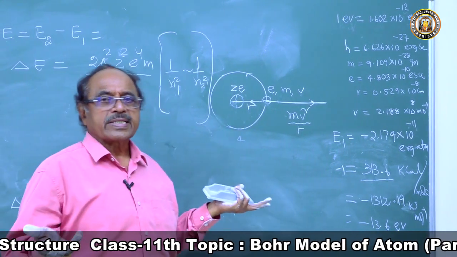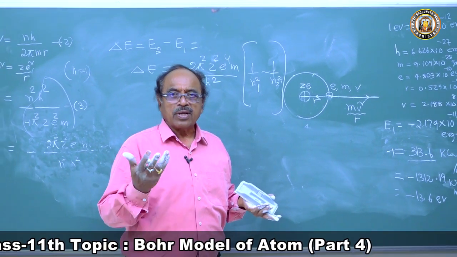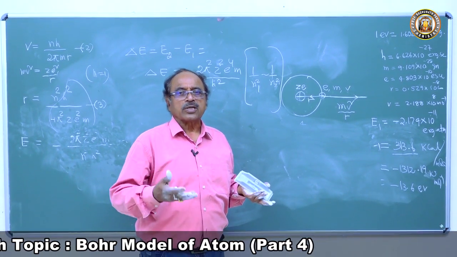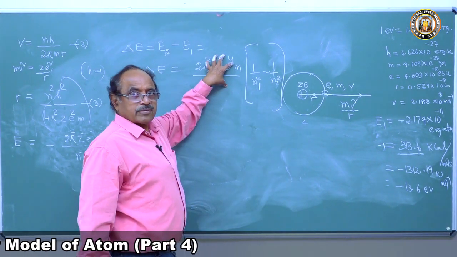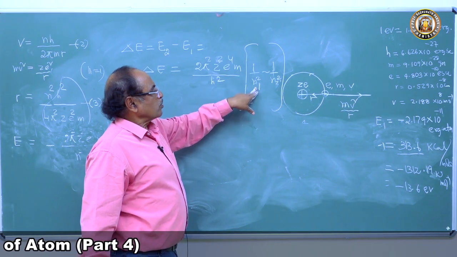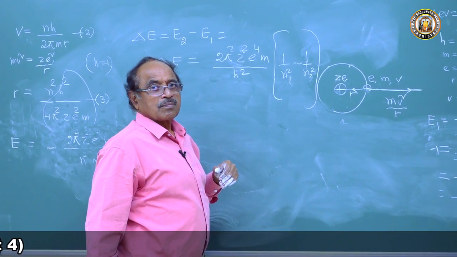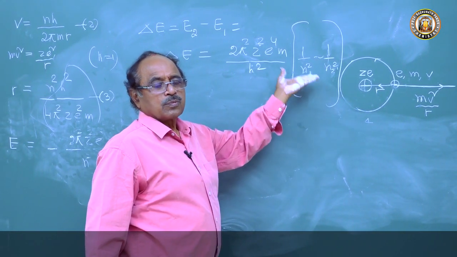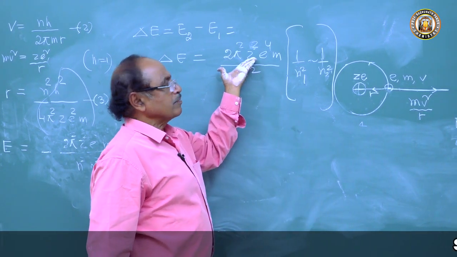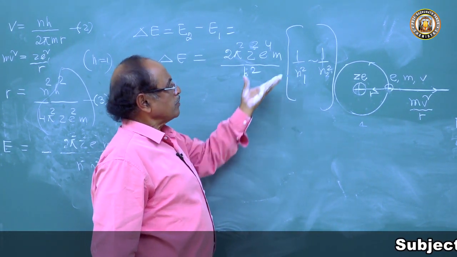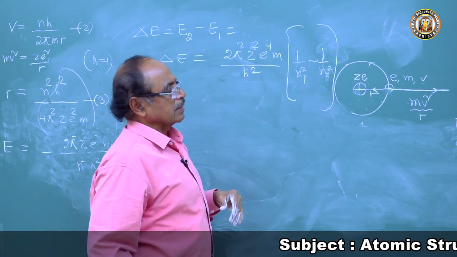Suppose somebody asks you a question in an entrance exam: what is the energy the electron needs to jump from the first orbit to the second orbit? So you take this value 313.6, and 1 by n1 square means 1 by 1 square minus 1 by 2 square. So 1 by 1 minus 1 by 4, which is 3 by 4. You just multiply this value by 3 by 4. So this is a very important derivation. These are constants, we know their values and we can calculate.